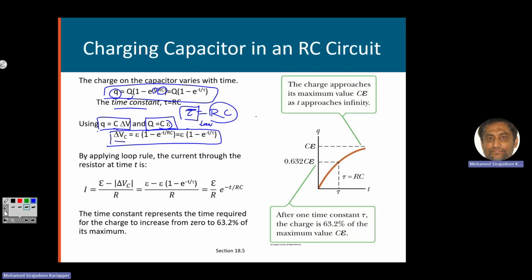Then we apply Kirchhoff's law, the loop rule, to the circuit, and we can get an expression for the current as well. So the current at any time t will be given by this equation. So you see there are three equations that we need to worry about: one for the charge as a function of time, one for the potential difference across the capacitor as a function of time, and one for the current in the circuit as a function of time. These three equations apply to charging a capacitor.